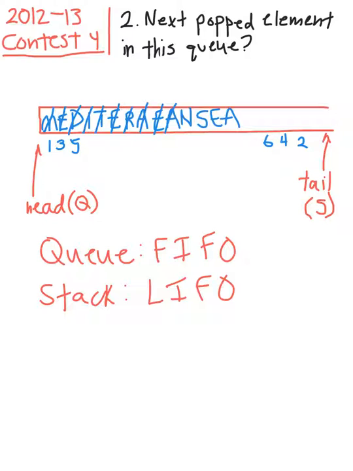Remember, now we're a stack, and then we look back at the question. The question asks, what is the next popped element? So we should pop the next element, and because we're a stack, we're going to pop this A here. So the final answer is just A.